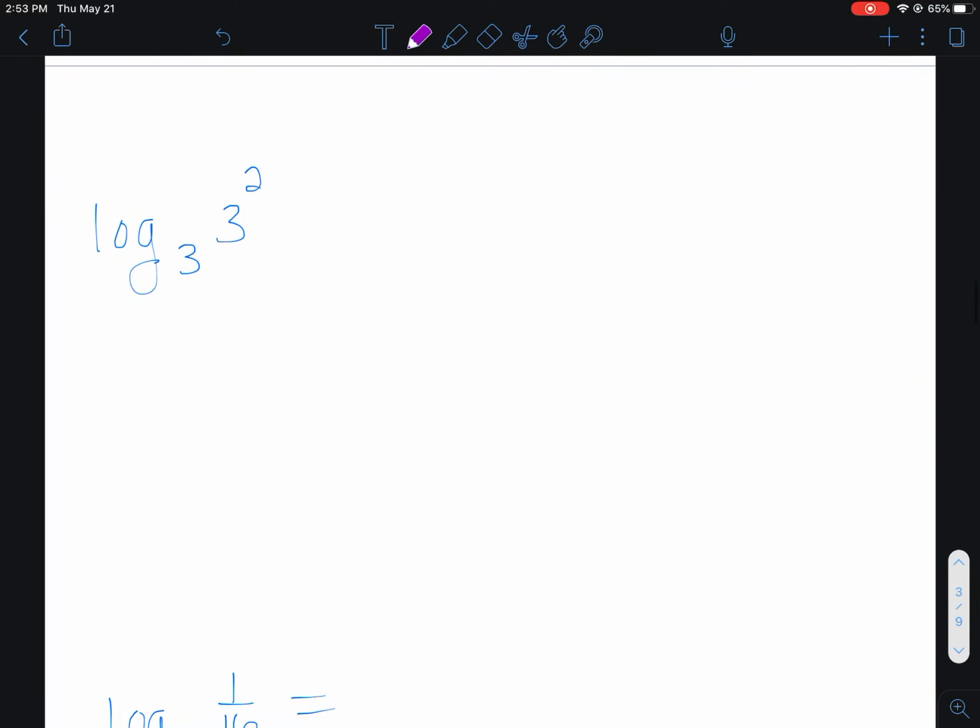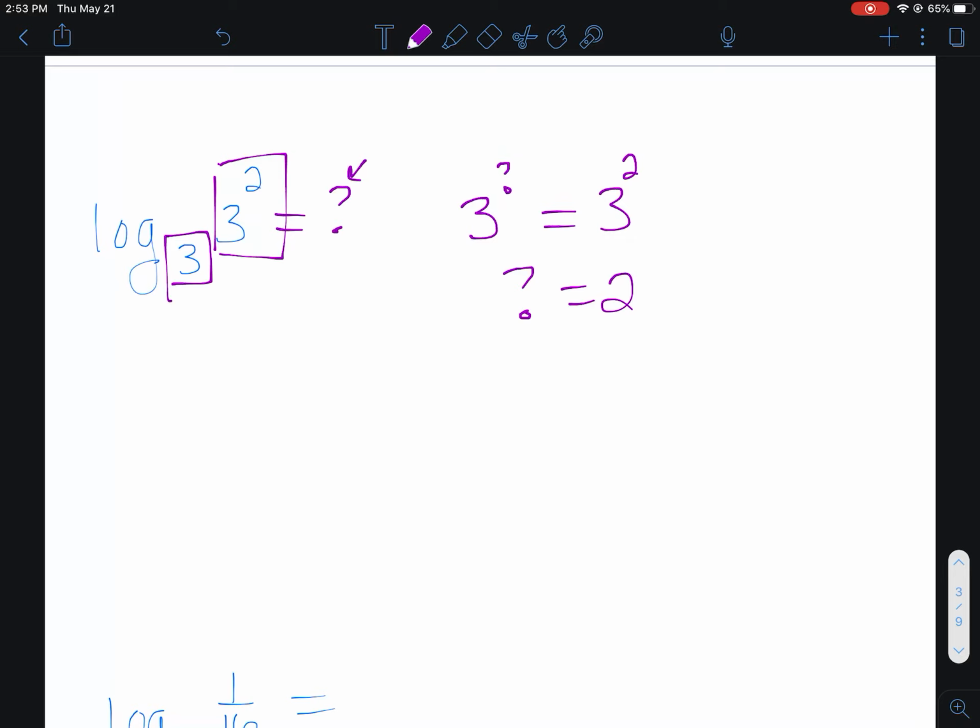I'm going to skip that one for a second. It's a little trickier. This one is log base 3 of 3 squared. And again, I'll set it equal to a question mark. If I change this into exponential form, the base is 3. The exponent is the question mark. And then it should equal this whole thing, 3 squared. Well, if 3 to the question mark equals 3 squared, then question mark has to equal 2, right? That's something we did the other day.